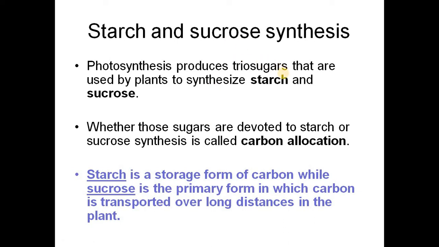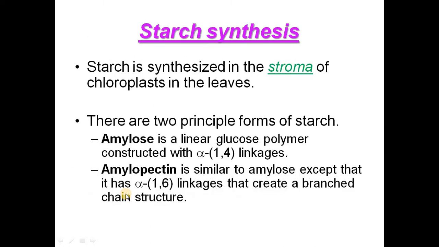The production of starch and sugars is called carbon allocation, right? So let me just repeat one more time. Starch is a form of storage of carbon, while sucrose is a form that carbon is being transported over long distances in plants. So let's talk about starch biosynthesis.